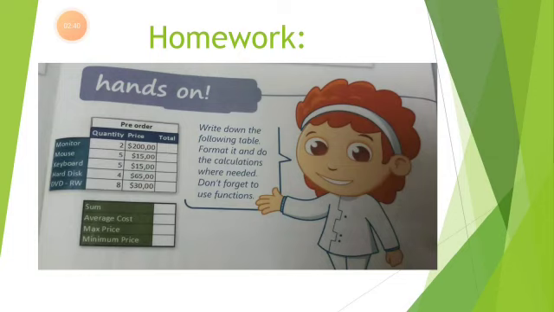It is time for the homework. So this is our hands-on activity. It is page number 85 if you have the old books, and page number 38 if you have the new books. So the hands-on activity will be, you have to write down the following table, format it, and do the calculations where needed. Do not use the functions. Here you have to make the table that is given in hands-on activity on your MS Excel, and then you have to submit it to your teacher, right? Is it clear?